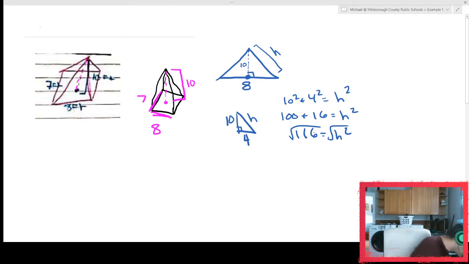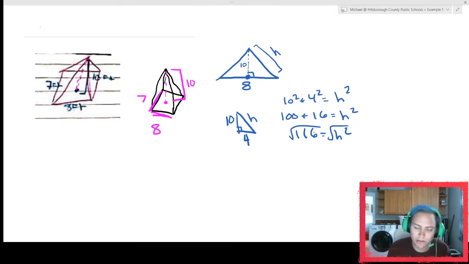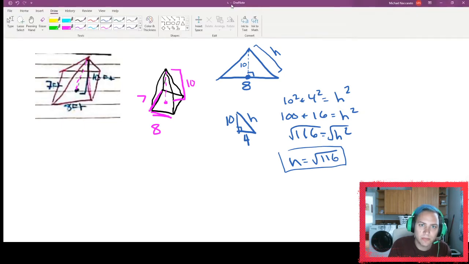And did I actually give you a decimal for it? Let me look real quick before I keep going. I think I did at the end. I waited until the end, so hold off with me. We know that h now is equal to the square root of 116. We'll get back to that in a minute. Okay, so that piece is critical for solving this problem.